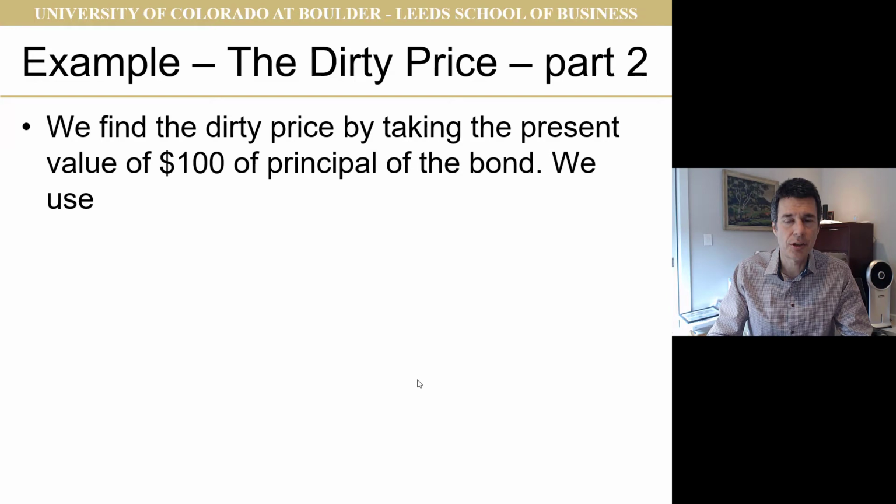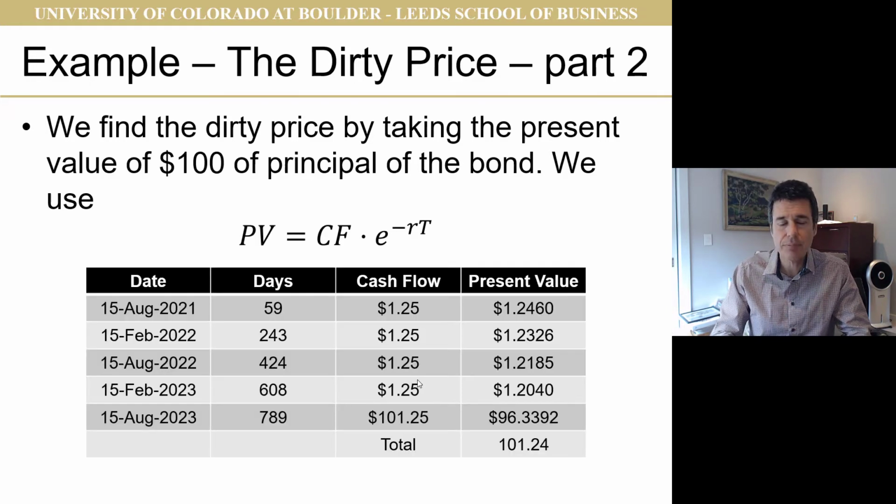So the dirty price is the present value of $100 of principal, and we're going to use the formula: present value of a cash flow equals the cash flow times e to the minus RT. That's the present value using continuously compounded rates. And I can set up a little table in Excel or whatever.